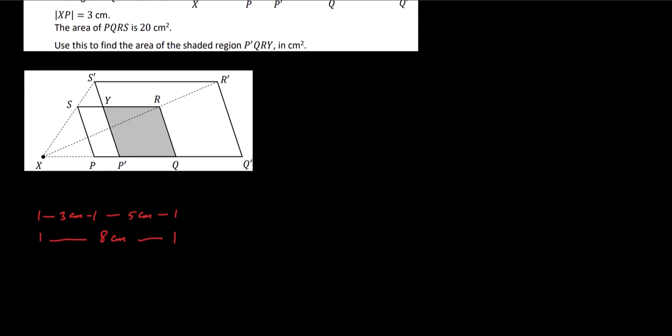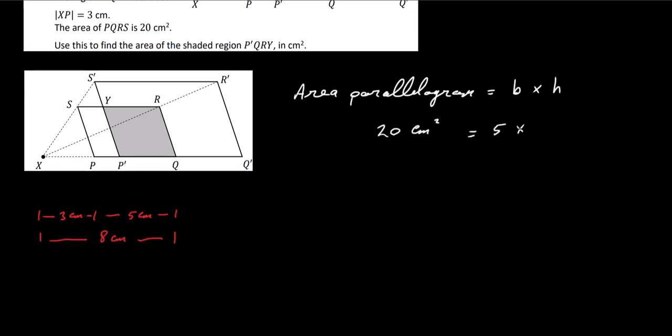So we have the base of our parallelogram PQRS, and we have the area of our parallelogram PQRS. If you remember, the area of a parallelogram is equal to the base times the height. The area of our parallelogram is 20 square centimeters. The base we now know is 5 centimeters, and we don't know the height, so we can work that out. So the height then is just 4 centimeters.